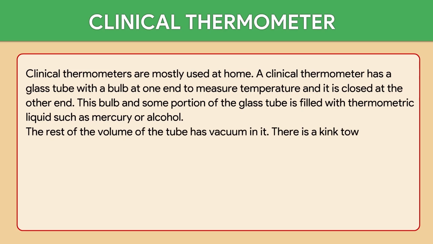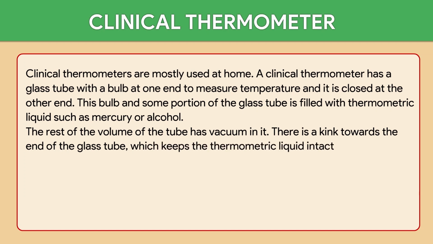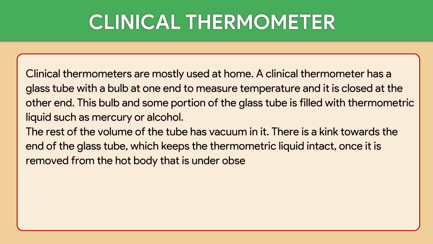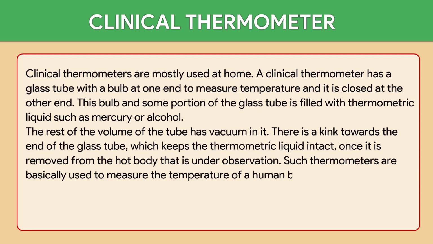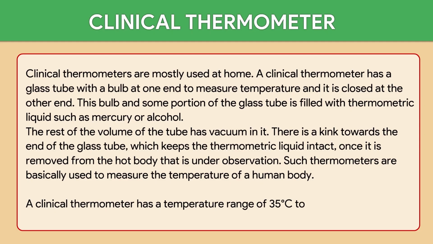There is a kink towards the end of the glass tube, which keeps the thermometric liquid intact once it is removed from the hot body that is under observation. Such thermometers are basically used to measure the temperature of a human body. A clinical thermometer has a temperature range of 35 degrees Celsius to 42 degrees Celsius only.